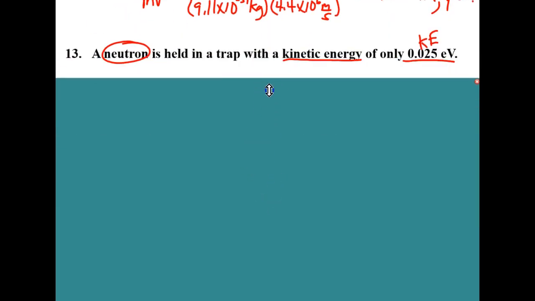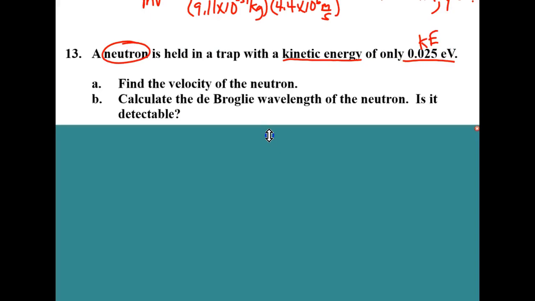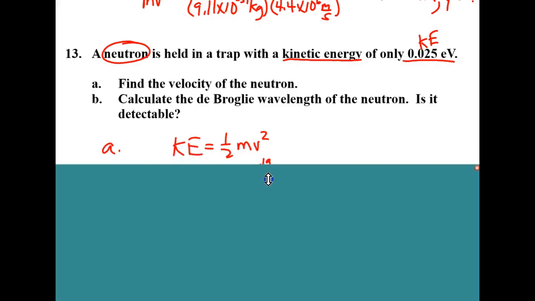All right, our last question for homework today, 13. A neutron is held in a trap with a kinetic energy of only 0.025 electron volts. Is there such a thing? Yes, there's such a thing as a neutron trap. So they give you the kinetic energy and they tell you that it's a neutron. They want to know the velocity of the neutron, and they want you to calculate the de Broglie wavelength and whether or not it's detectable.